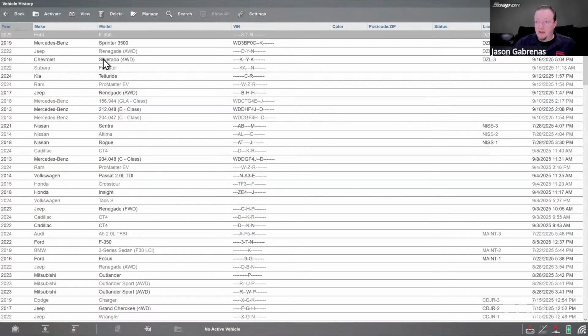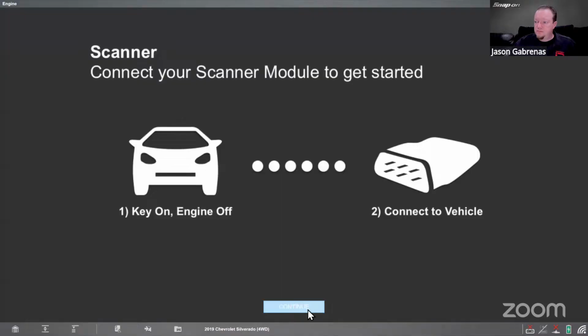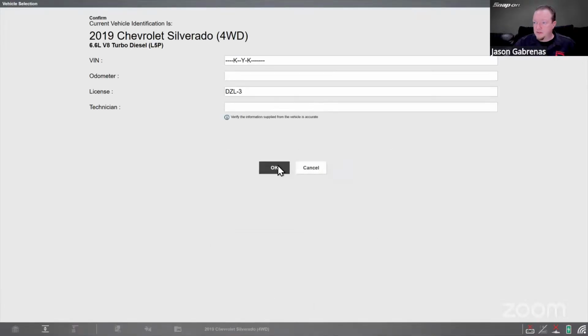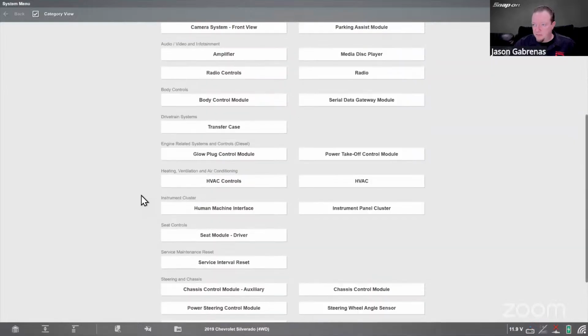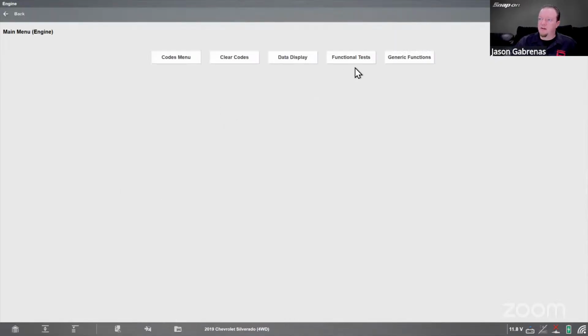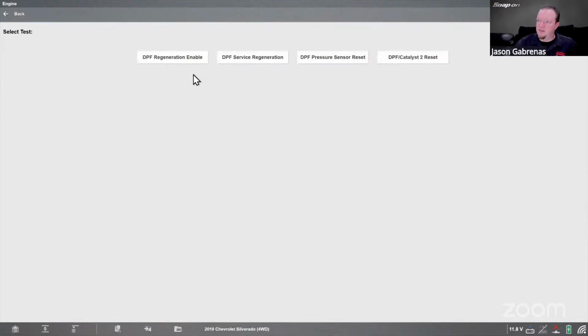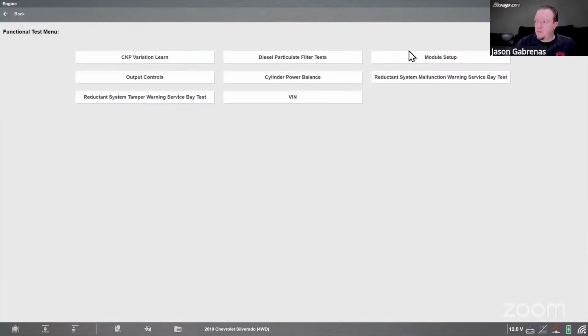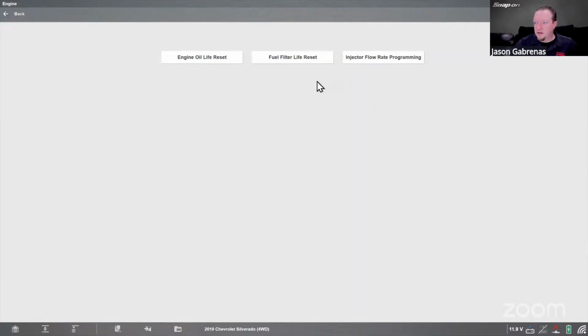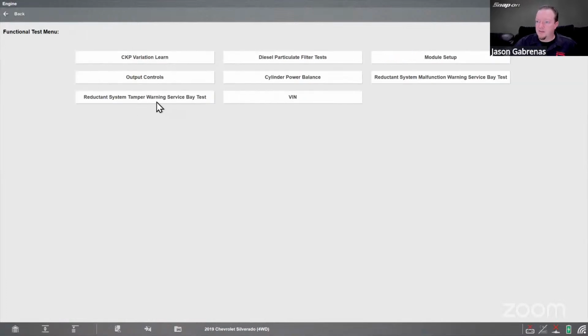Now let's go with a GM. So in this case, this does have a couple related systems, but it's not necessarily emissions related. So glow plug and PTO. So all the emission stuff's going to be under engine. Reductant system malfunction warning service bay tests, tamper warning service bay tests, DPF tests in here. So regen enable, service regen, pressure sensor reset, DPF reset. Module setup, does it have anything? Does not for that, but it does have injector flow rate programming, so that's where they hide it there. Reductant system tamper, I already said that.